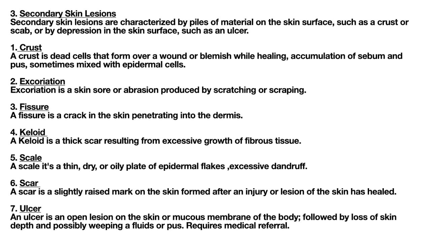Secondary skin lesions. Secondary skin lesions are characterized by piles of material on the skin surface, such as a crust or a scab, or by depressions in the skin surface, such as an ulcer. Number 1, crust. A crust is dead skin cells that form over a wound or blemish while healing. Accumulation of sebum and pus, sometimes mixed with epidermal cells. Number 2, excoriation. Excoriation is a skin sore or abrasion produced by scratching or scraping.